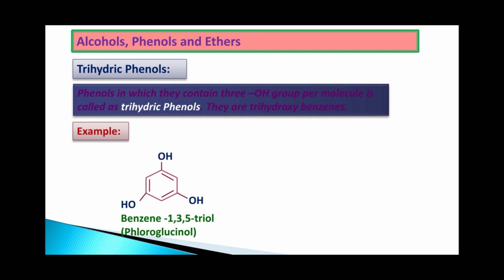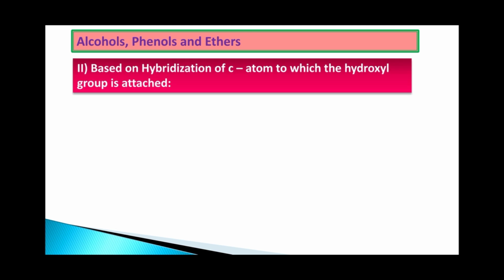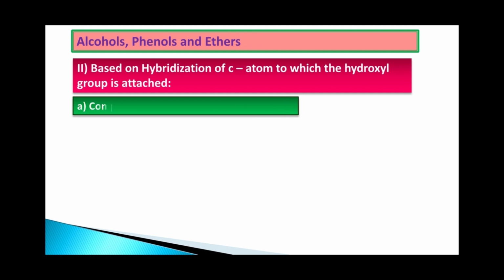The second classification is based on the hybridization of the carbon atom to which the hydroxyl group is attached. That is, compounds containing a carbon with sp3 hybridization to which OH is attached are basically not called phenols, but they are called benzylic alcohols. Since an aromatic ring is present, I have taken it once again, though you have already studied the same thing in the alcohol chapter.